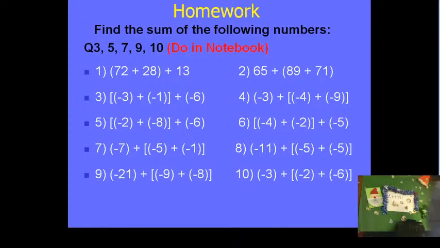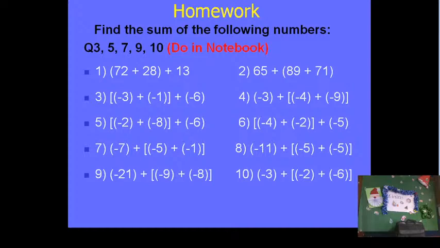Okay, so this is your homework. You don't need to do all. You have to do only question number 3, number 5, number 7, number 9, and number 10. Right? This is your homework, and you have to do it in steps.